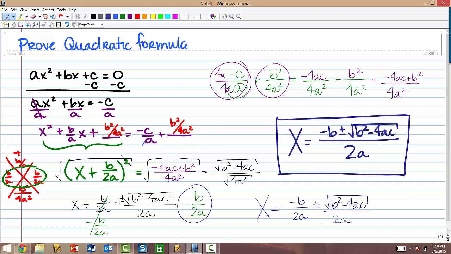So this is your extra credit problem. If you can figure out how to do this on your own, you will get some extra points on your quiz. Hope you have a good night.